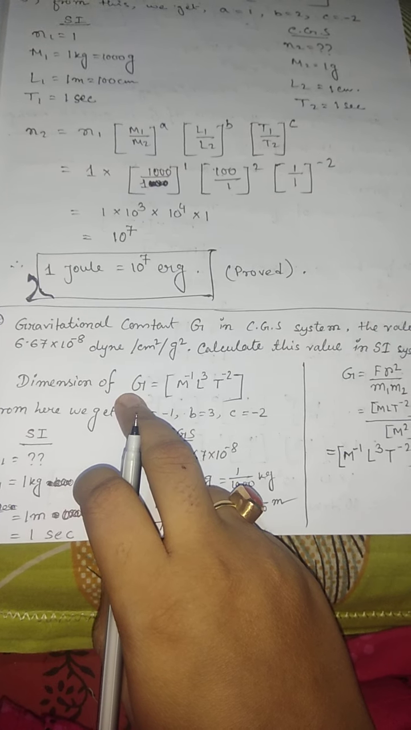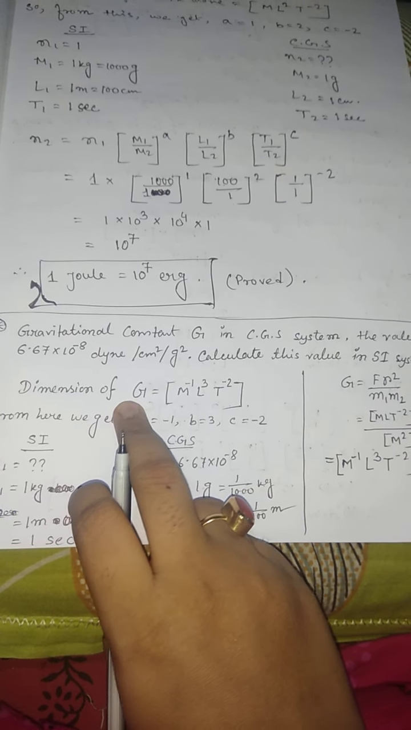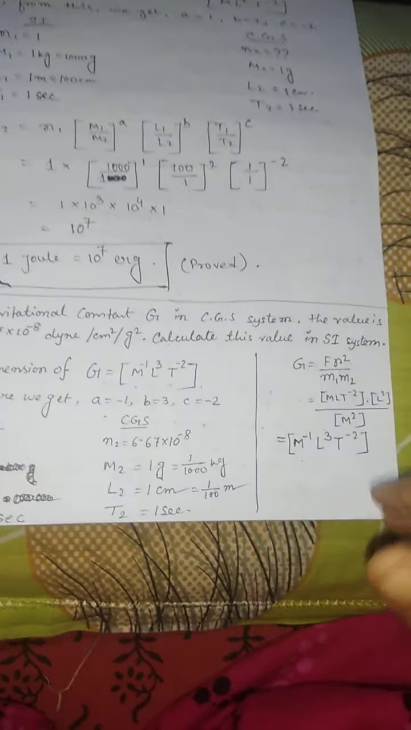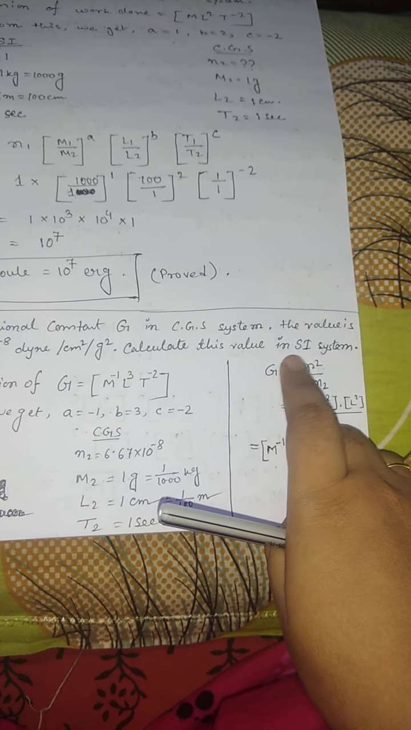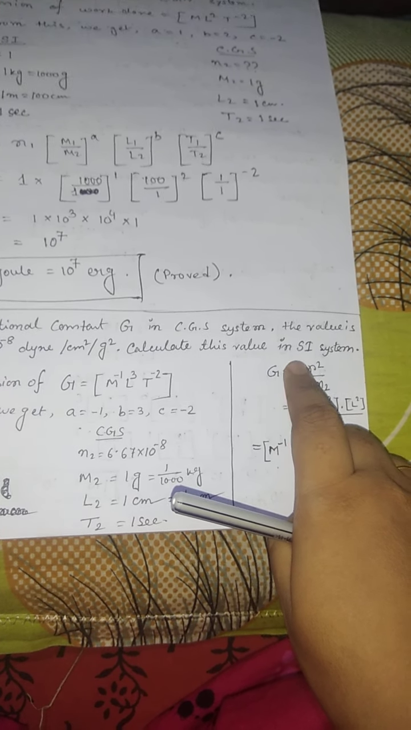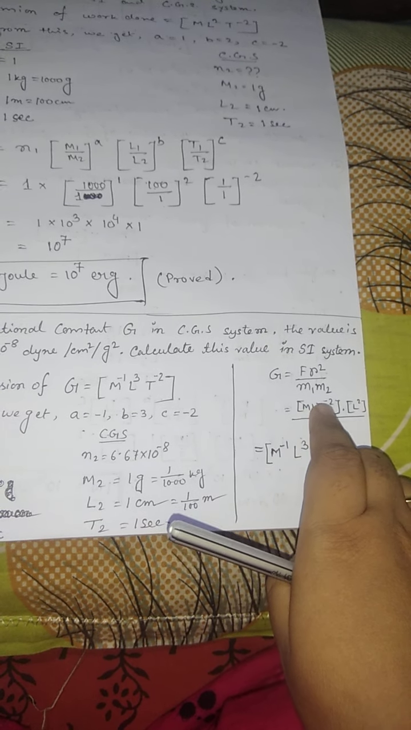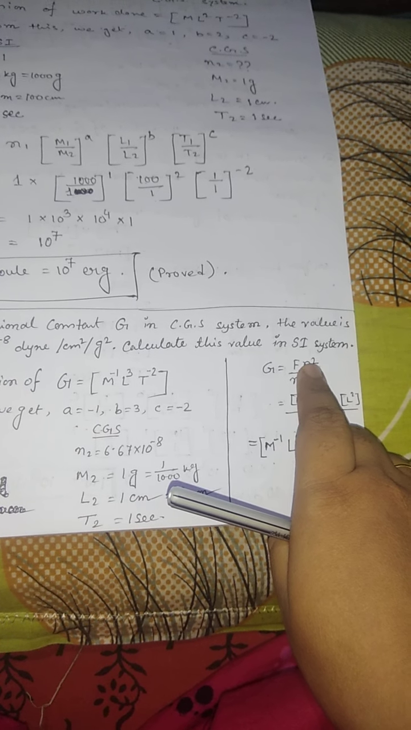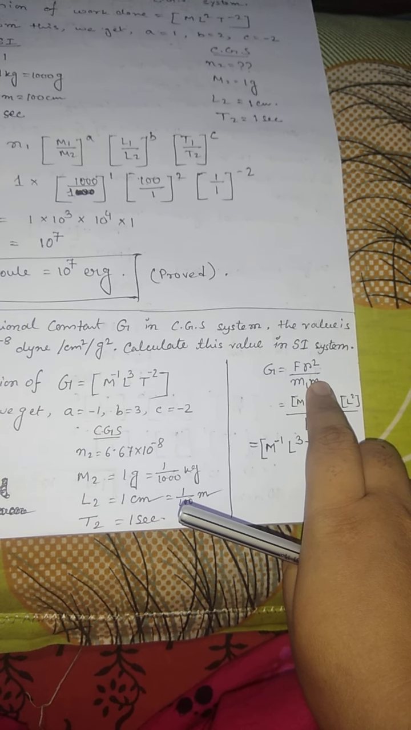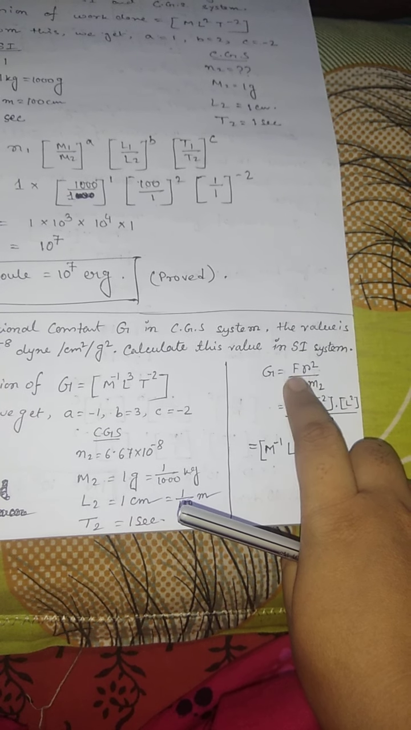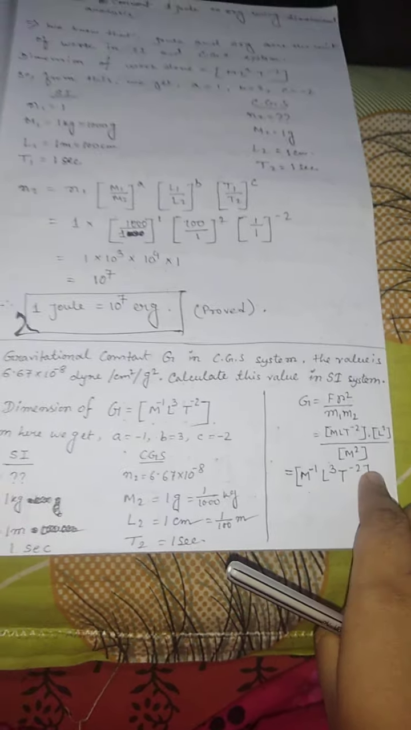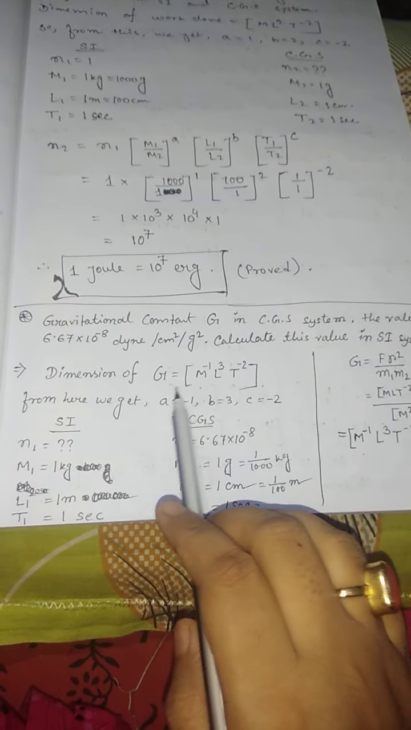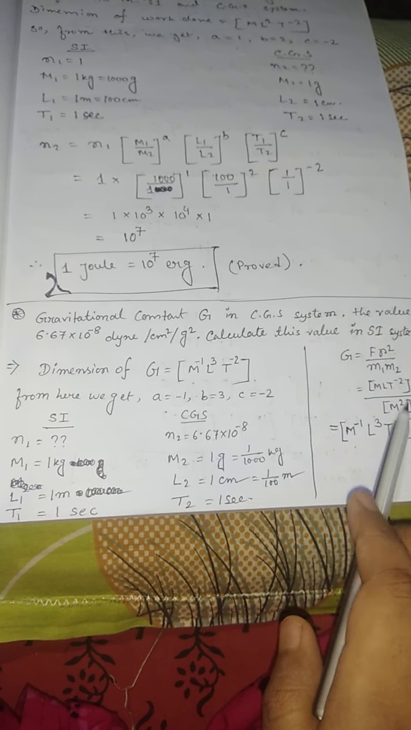So first of all, we find out the dimension of G because we have to know the values of A, B, C. So how do we find it? We know the formula F equals G into M1 M2 by R square. So G equals F R square by M1 into M2. So the dimension of force is M L T to the power minus 2. R square means length, so L square. And M1 and M2 both are mass, dimension is the same, M into M, M square. So here we get M inverse L cube T to the power minus 2. In the same way, here we write A equals minus 1, B equals 3, C equals minus 2.